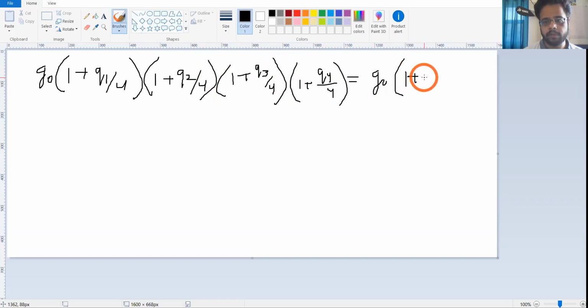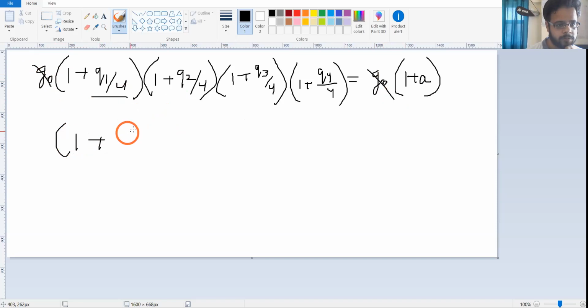So that is 1 plus A, right? And I have to adjust one of those quarterly numbers. It doesn't really matter mathematically which quarter I'm changing because they're all symmetric. I'm going to solve this equation. So this G naught and G naught get cancelled. Let's say we're going to change quarter 1. So 1 plus quarter 1 by 4.